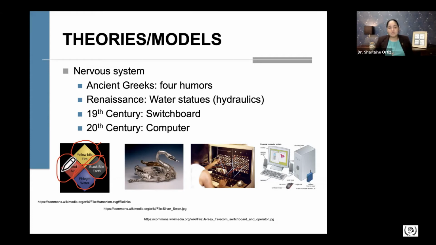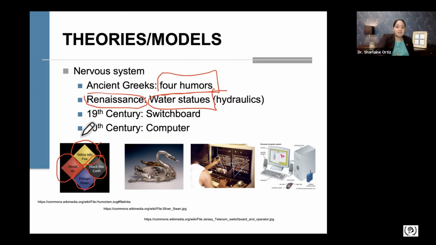But of course, we know that schizophrenia has other explanations because we revised that model. We revised the model of the four humors. So for instance, during the Renaissance, we started to believe that our mental health was related to water statues, basically that there was a form of hydraulics that could explain mental illness then.